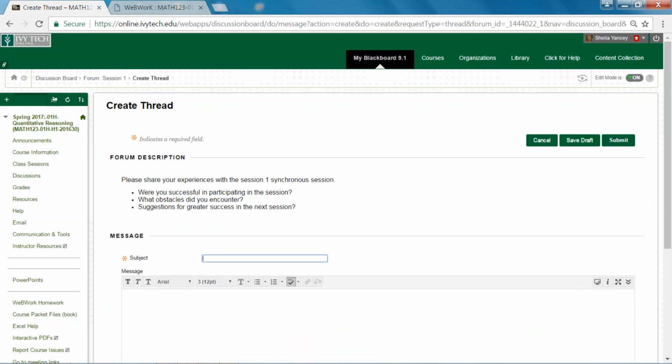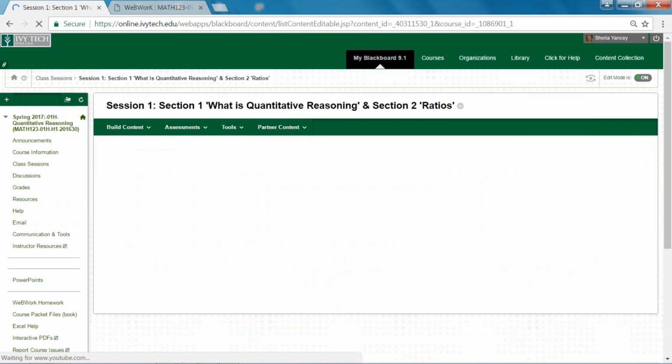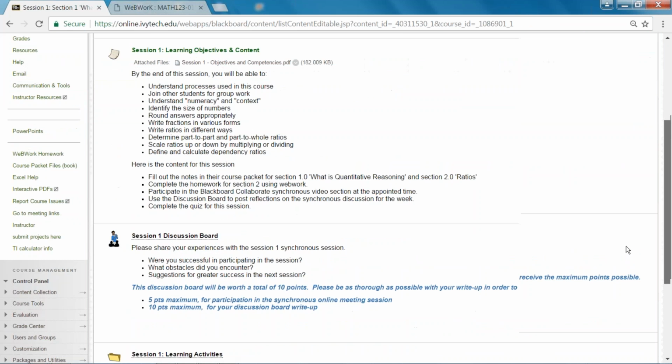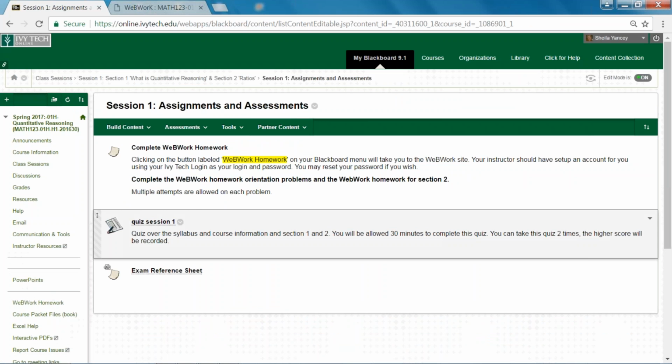If it's got numbers, I'd appreciate you copying the numbers, something you have to calculate, into your text box so I can see what you did. If we go back to class sessions, these are learning activities to help you get ready. This is your important one right here: assignments and assessments. You have to get into that folder. It tells you to complete your WebWorks. We don't, you have a different link in Blackboard. And then here's the quiz right here.